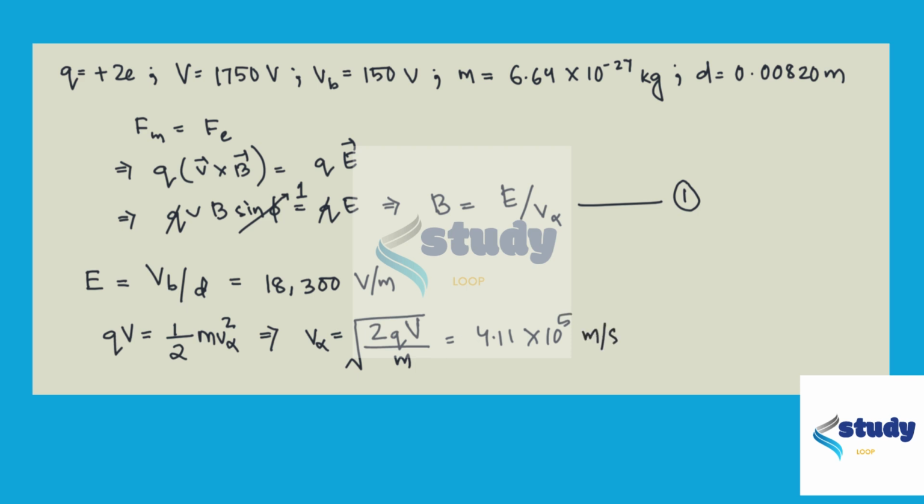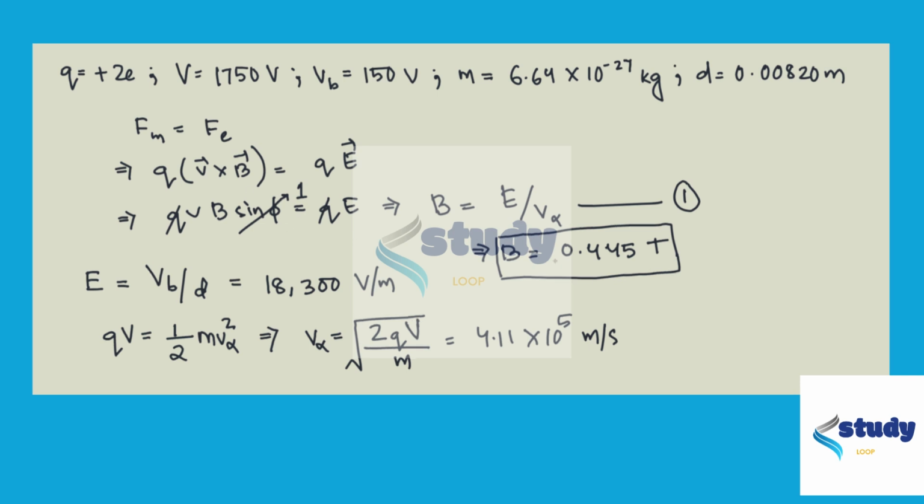Now we plug these two values into this equation 1 and we find the magnetic field to be 0.445 Tesla. The magnetic field, as you can see here, is perpendicular to the electric field. Now, if the charges are moving to the right, the electric field points upward and the magnetic field is out of the page.